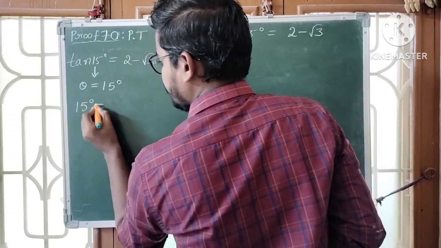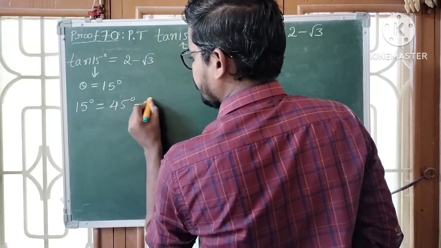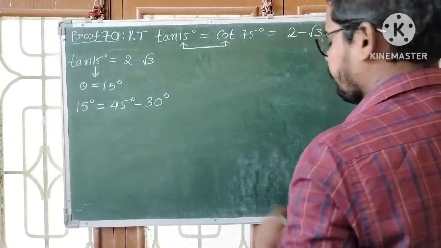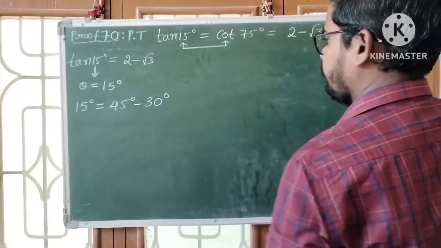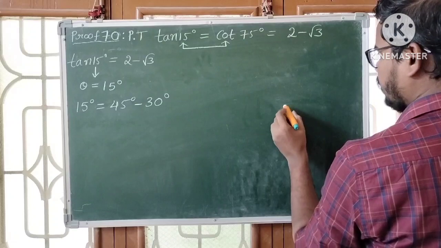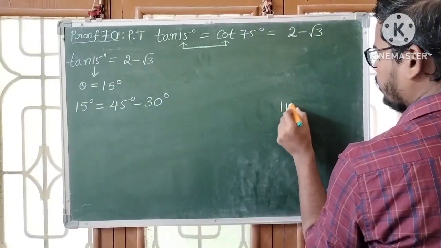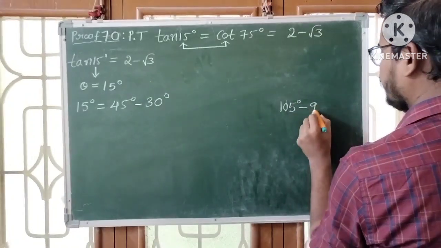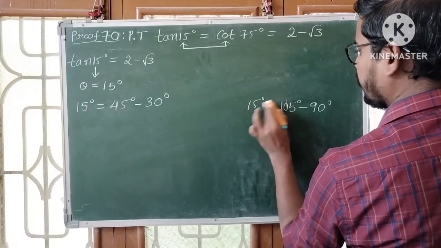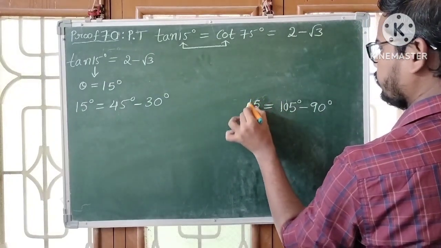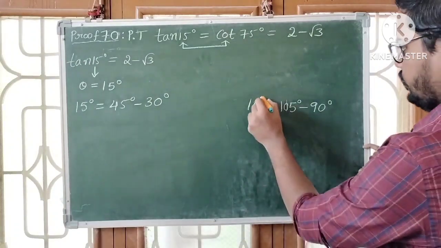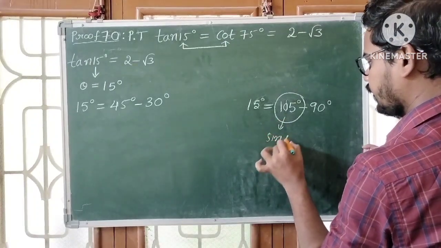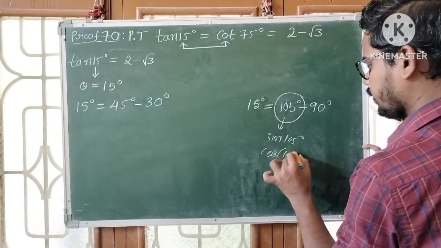We can write 15 degrees as 45 degrees minus 30 degrees. 45 degrees minus 30 degrees, how much? Again 15 degrees. Of course, we have many ways we can write 15 degrees. For example, we can also write it as 105 degrees minus 90 degrees. But we do not know the trigonometric ratio of sine 105 degrees, cos 105 degrees and tan 105 degrees.